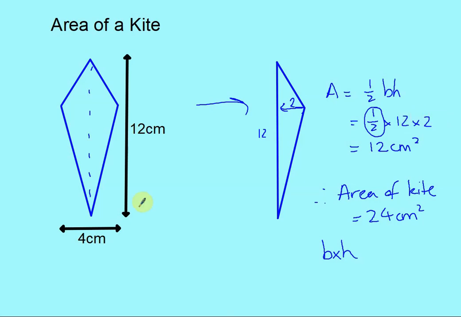So where's the 12? Well, 12 is there. And where's the 2 come from? Ah, well, it's that bit there. And how do we get that? Well, we halve this figure here.